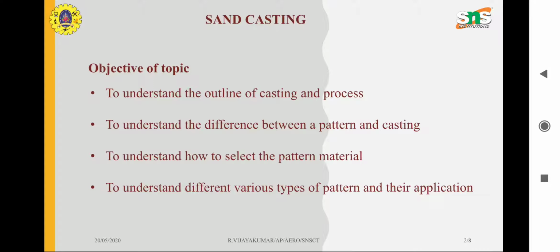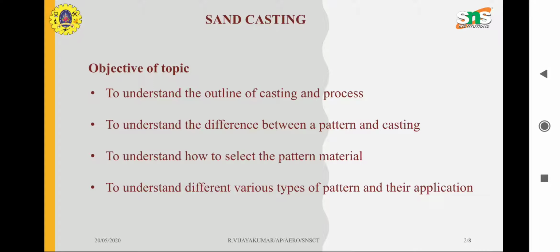So, what is meant by casting or metal casting? Casting is normally called metal casting. What is meant by casting is converting a molten or a plastic raw material into a finished product. And sand casting is nothing but carrying out the casting process with the help of sand.